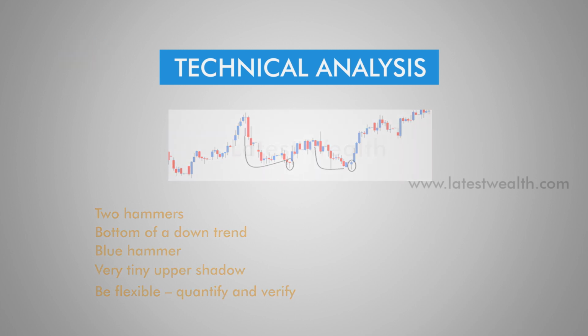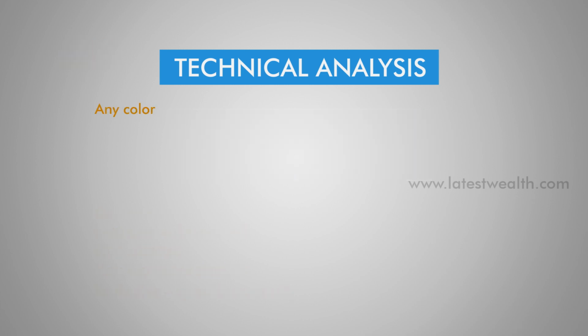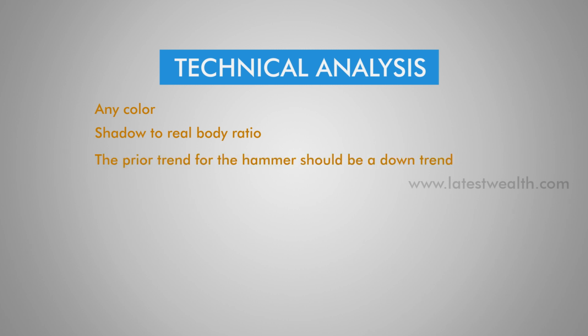A hammer can be any color as it does not really matter as long as it qualifies the shadow to real body ratio. However, it is slightly more comforting to see a blue colored real body. The prior trend for the hammer should be a downtrend. The prior trend is highlighted with a curved line.